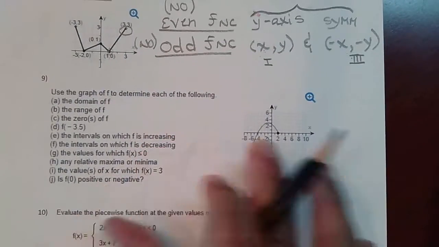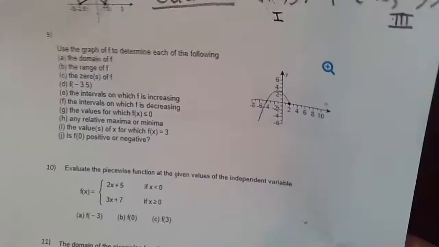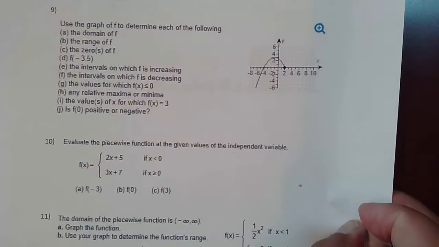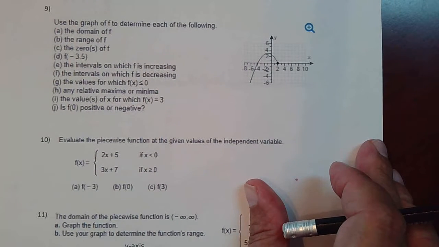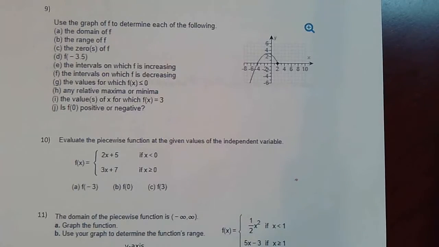Number 9, so that's telling whether it's odd, even, or neither just by way of the graph without actually having a function in front of you. Okay, moving to number 9. Now I'm going to probably have to do this problem on the next video. So I'll just stop this here and continue this problem on the next video.